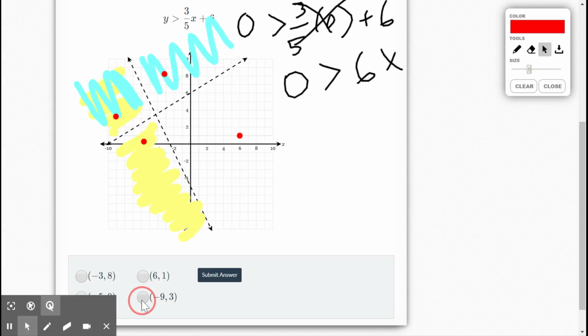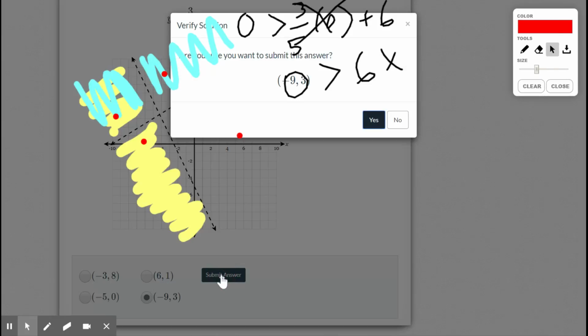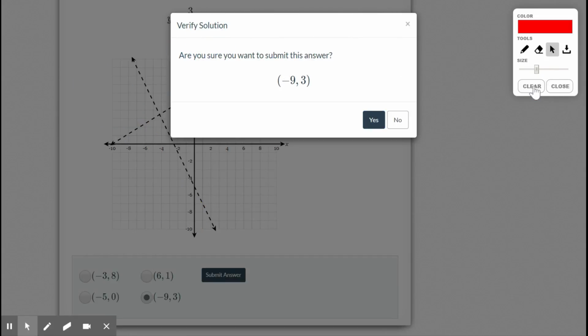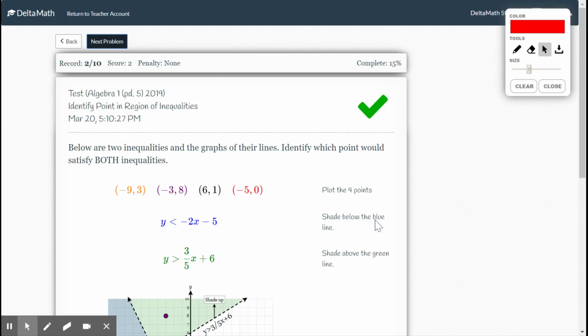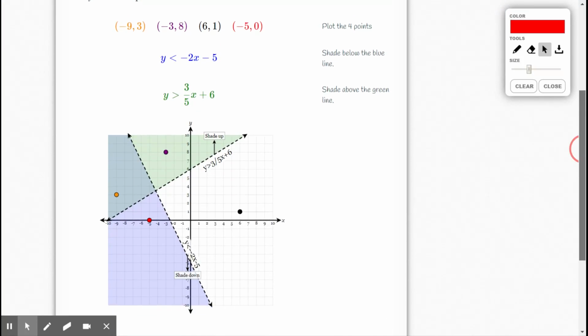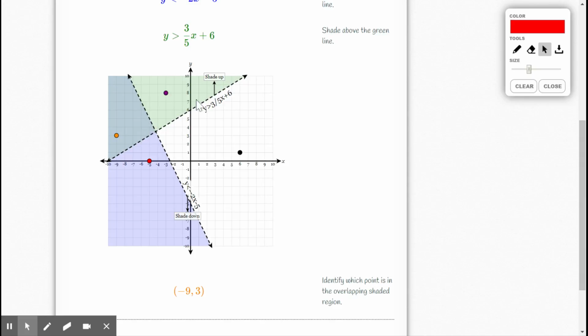Let me submit it. Cross my fingers. Let me clear this. Yes! It then shows much more nicely and walks you through what I attempted to do, that this was the only point that fell in the overlapped shaded region.